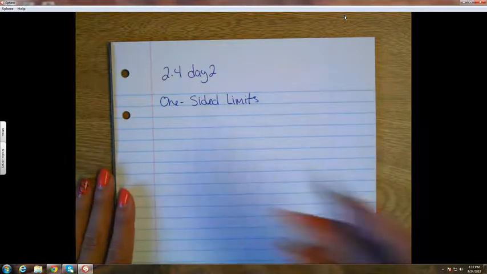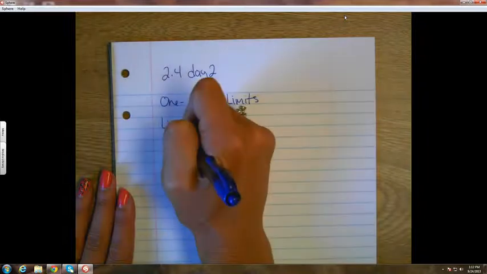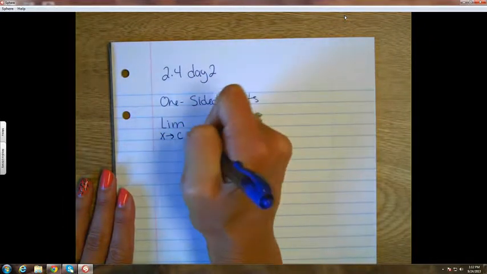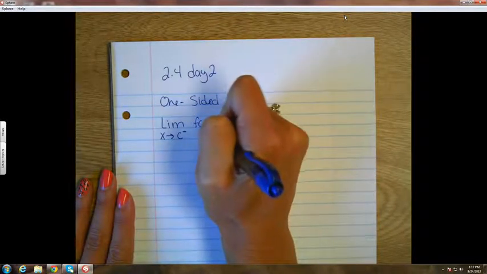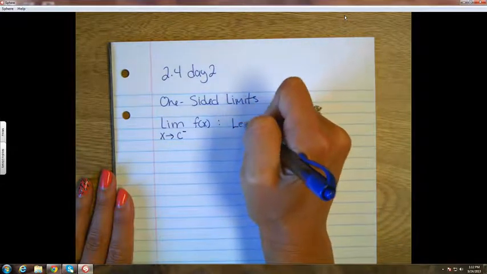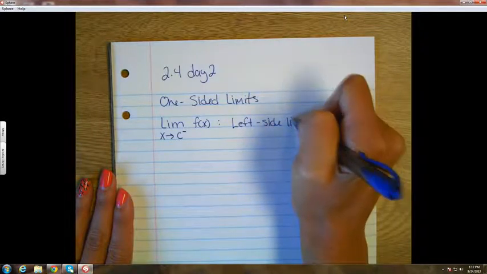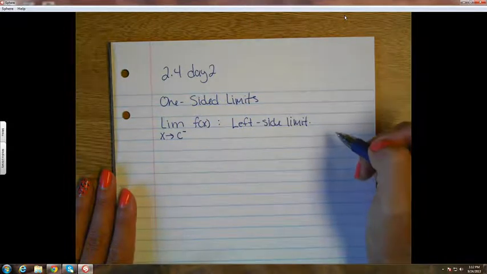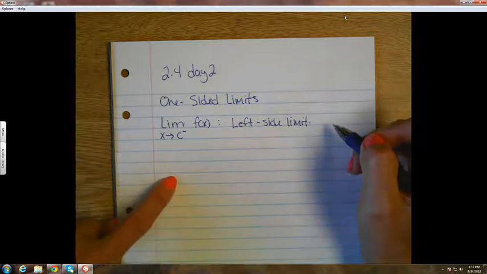So the way the notation is for that, you might see something like this. The limit as x approaches some c value, and then you can see a little negative by the c. That's talking about a left-sided limit, or left side limit. So it's as you approach that c value from the left only. So you're only using your left finger to approach the c.